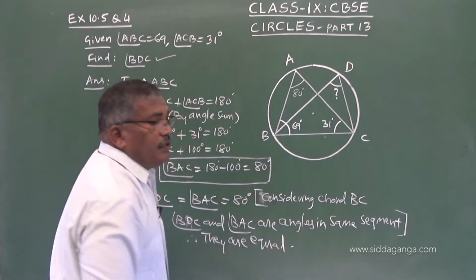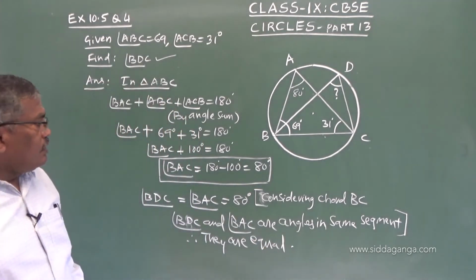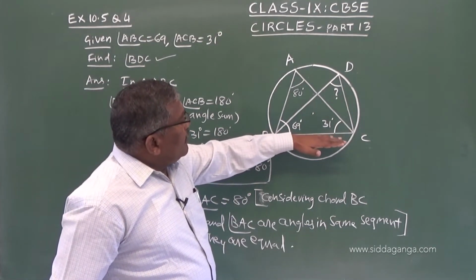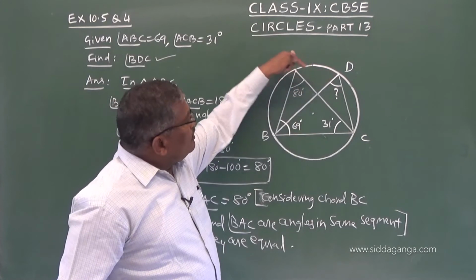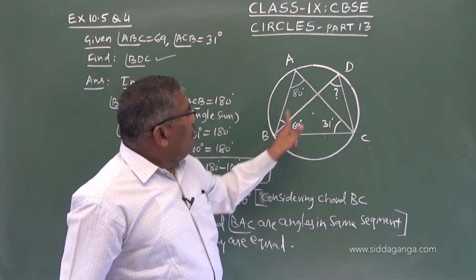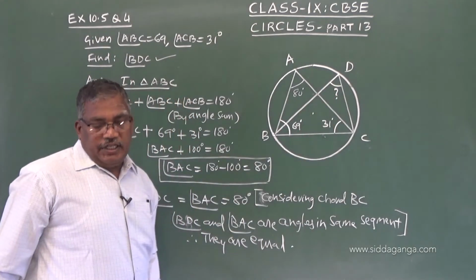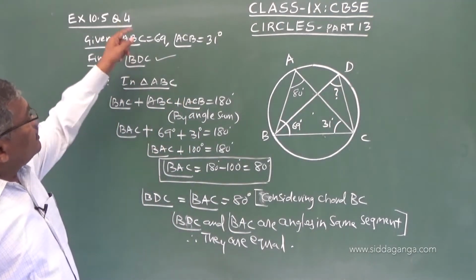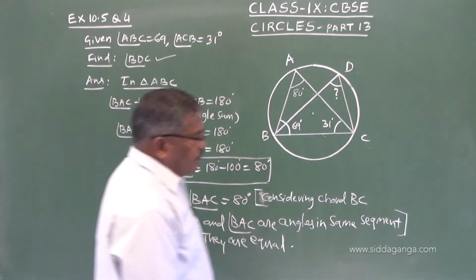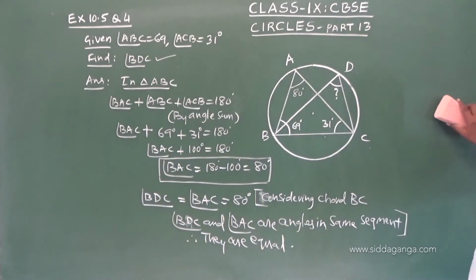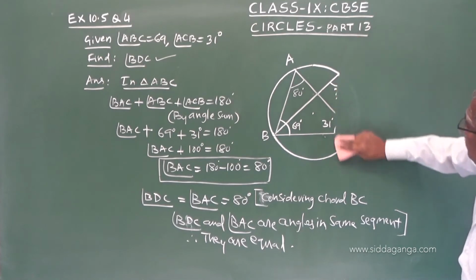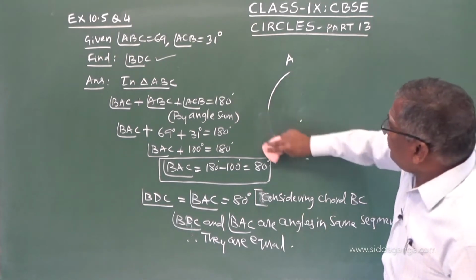So that is one of the theorems under circles. BC is a chord. The angles subtended by a chord in one segment, that is angle A and angle D, are equal. Therefore BDC is also equal to 80 degree. So this completes question number 4. Now I will take up question 5.